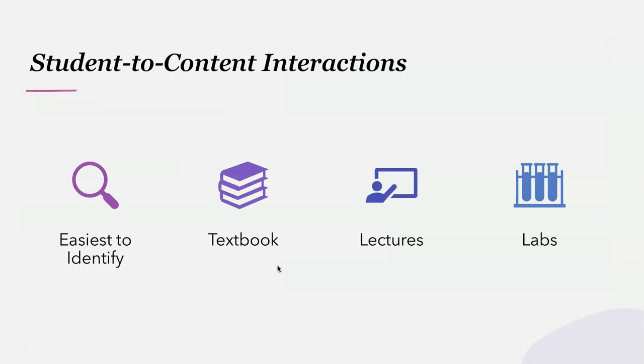Again, the student to content interactions are the easiest to identify. This is anytime the student is interacting directly with your content. So if they're reading a textbook, watching your video lectures, or completing a lab assignment where they are applying content. Websites will fit, external videos. If they're going out and doing research on a specific topic that's assigned, it's all them using, manipulating, reading, viewing the content. Again, the easiest to identify.